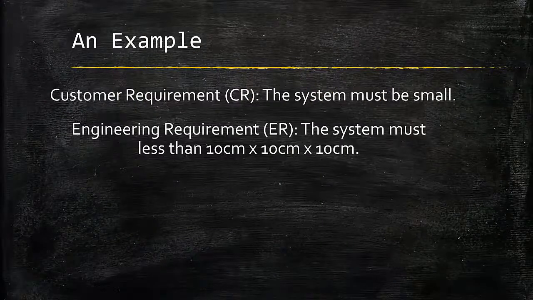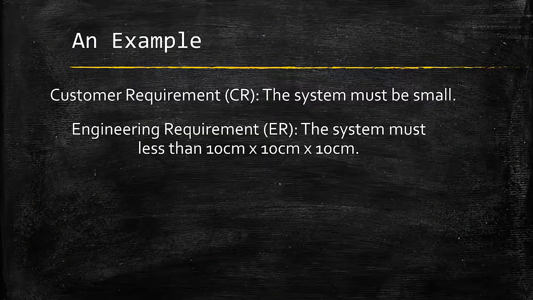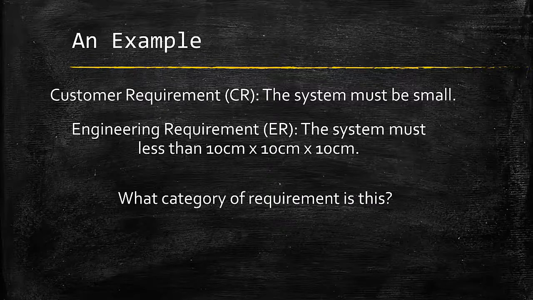Now, if I tell you that you're building a wristwatch, I can get an idea for what small is. If you say I'm building a car, I can also get an idea of what small is, but they're very different ideas. So an example of a good engineering requirement might be the system must be less than 10 by 10 by 10 centimeters. That's measurable, so you can prove it, and that's important.